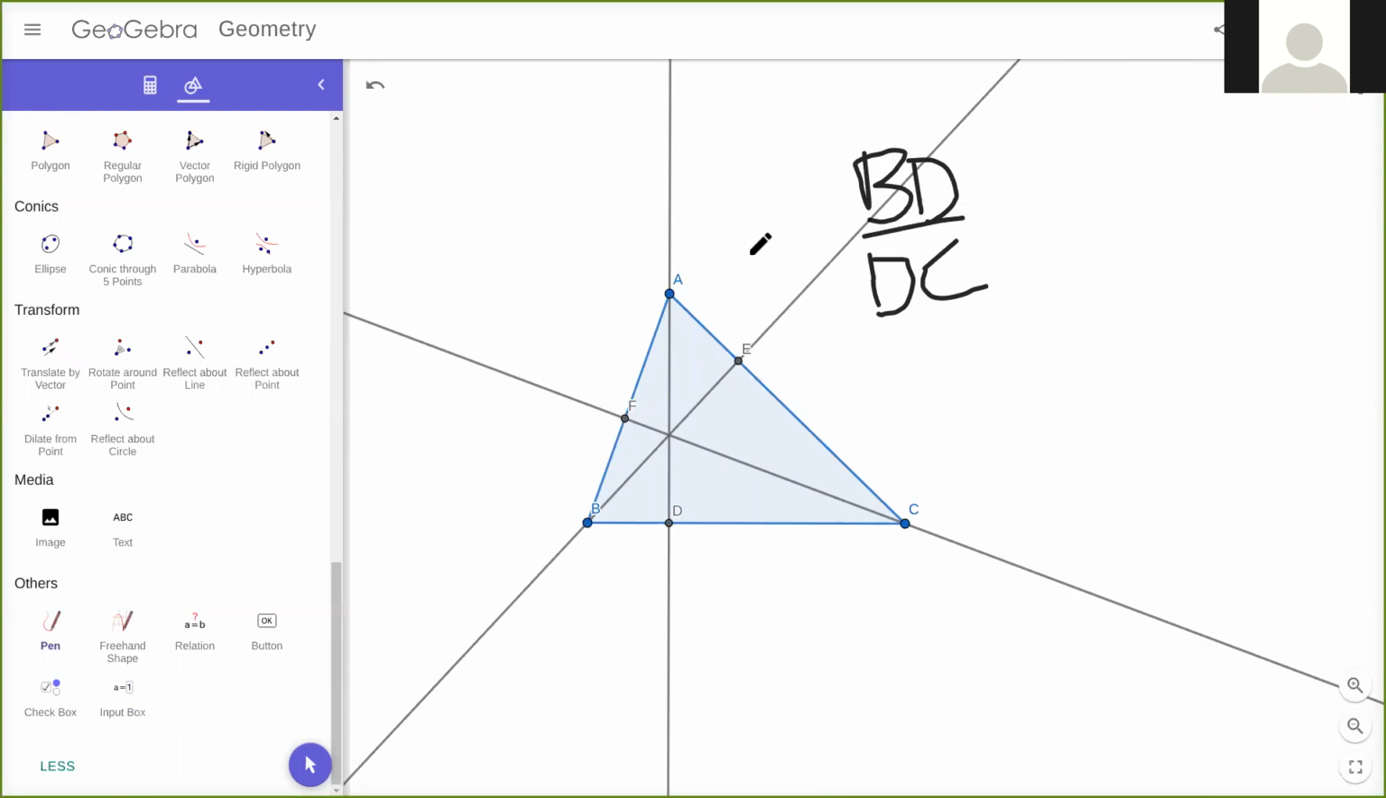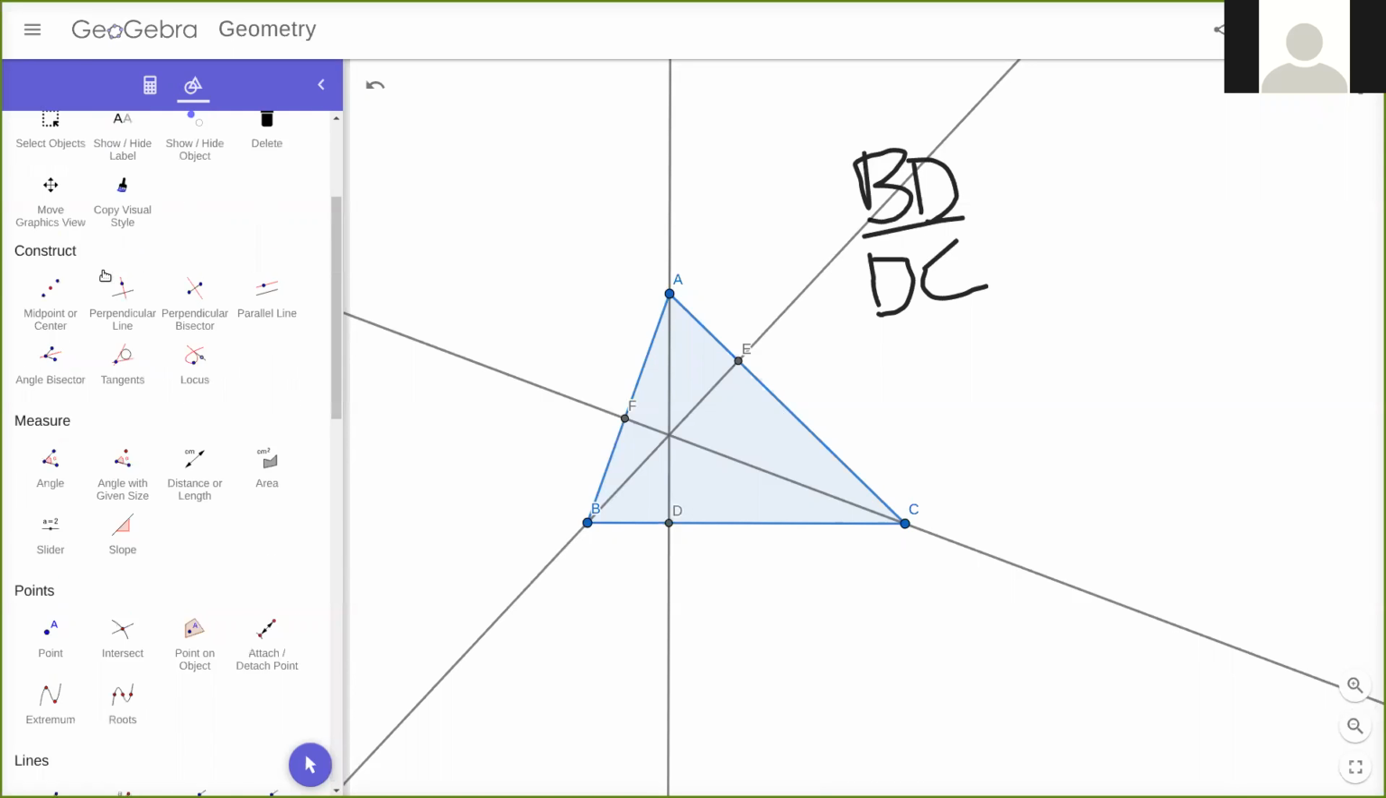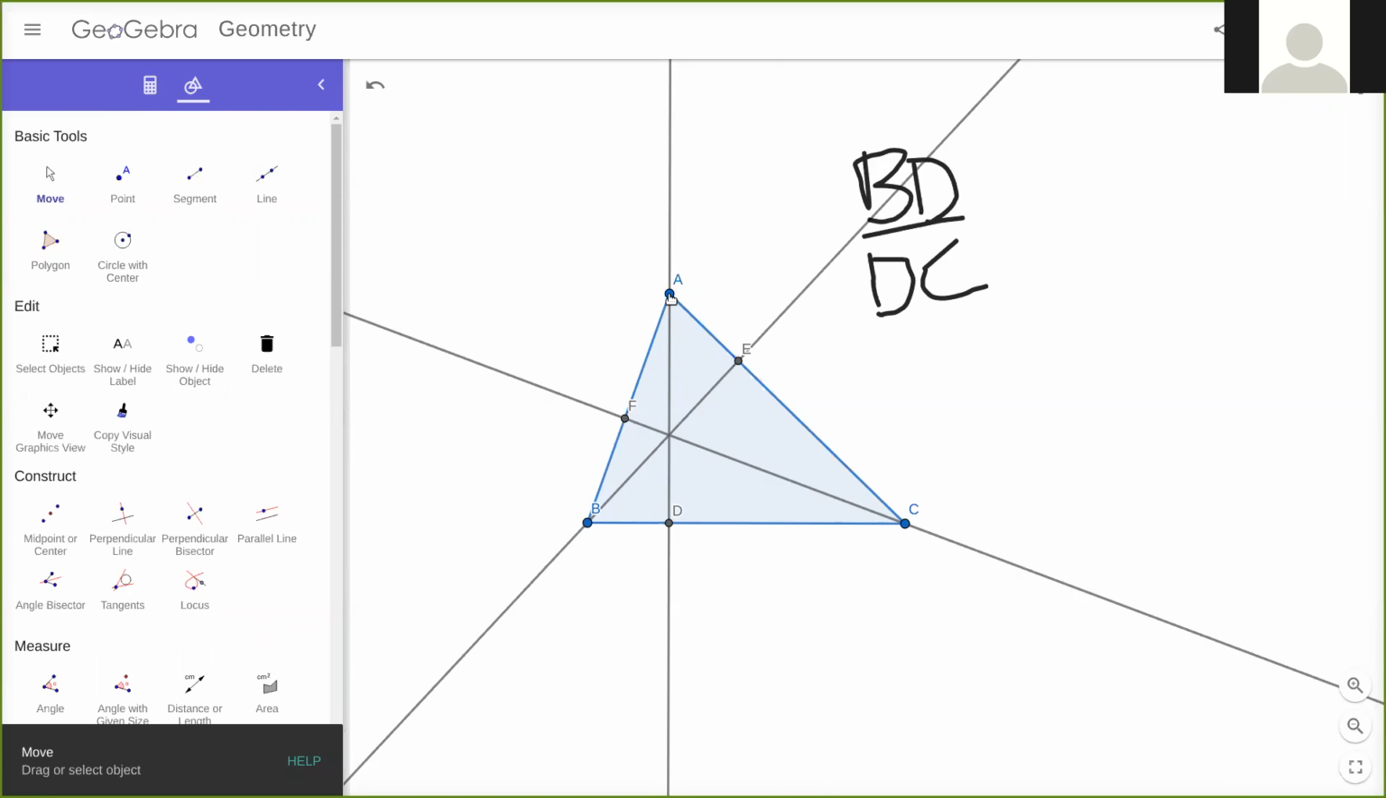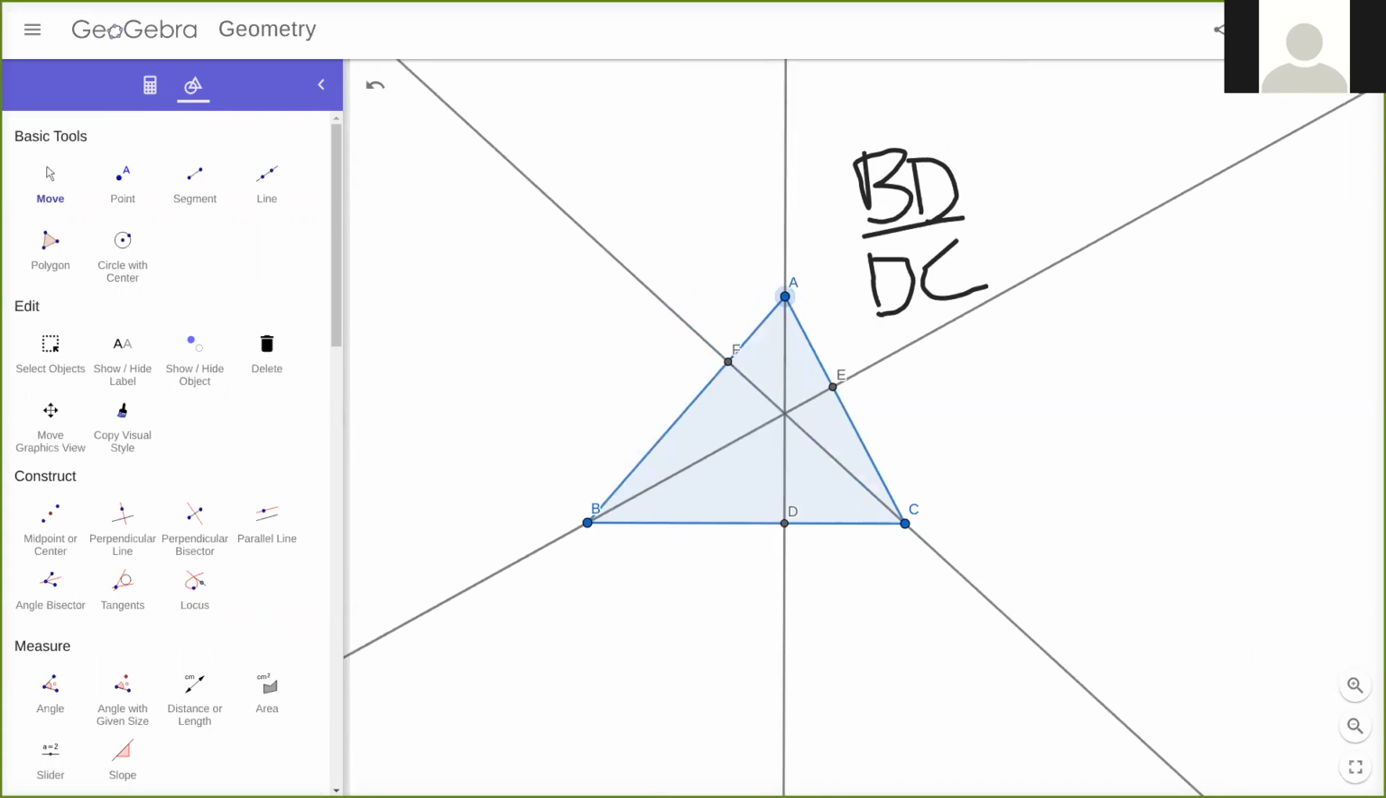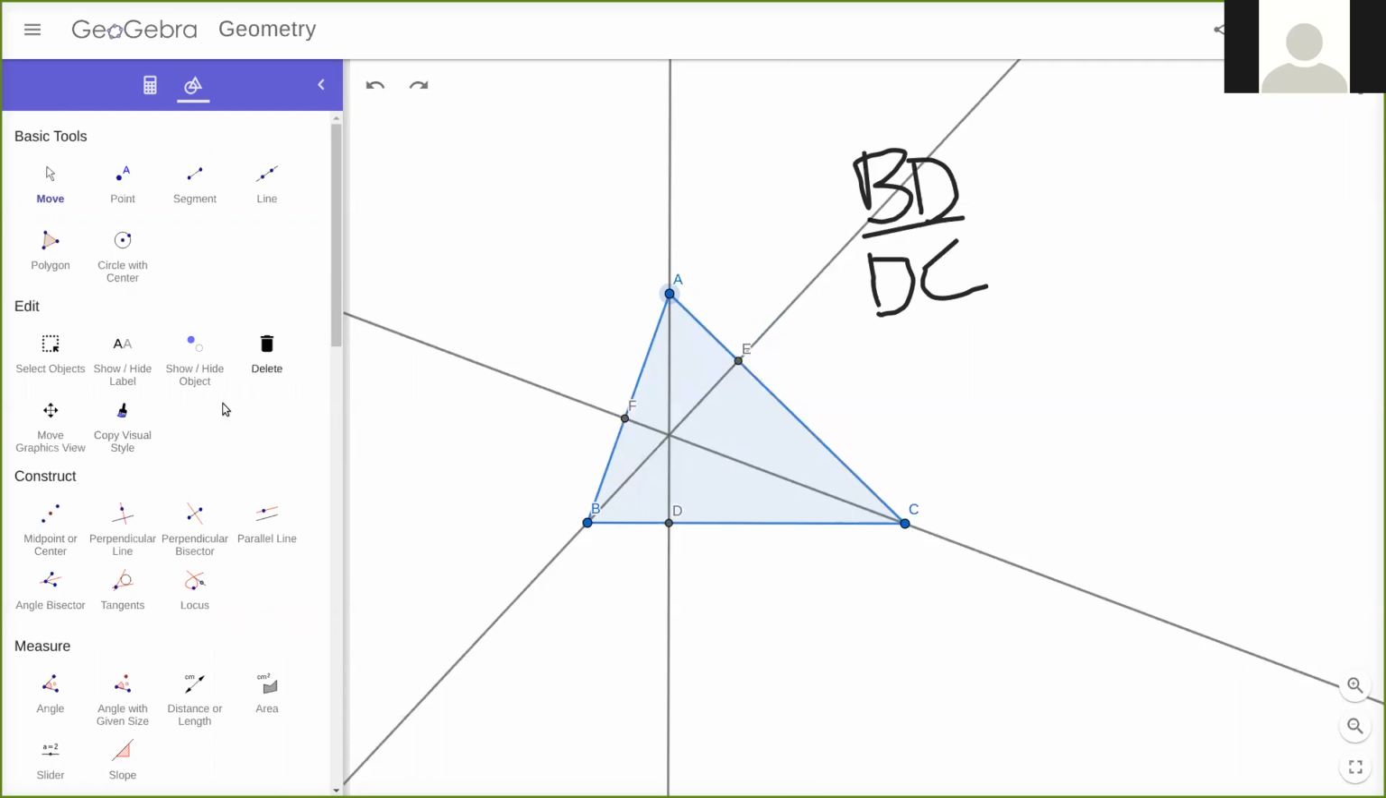Like crickets chirping. So yeah, this is actually hard. I don't know how to do this immediately. So, well, BD over DC, is it 1/3, you said? Well, what if we move A over here? Then it's not 1/3. So good guess, but we don't know, because we want to describe BD over DC in terms of something with regards to the rest of the triangle.